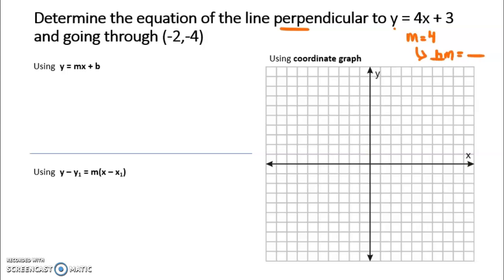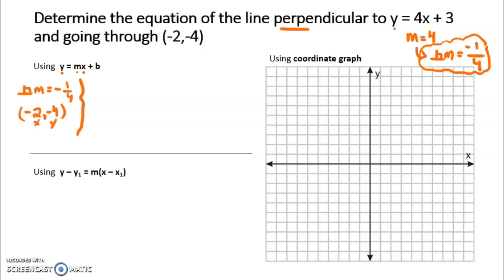Flipping the fraction, 4 over 1 becomes 1 over 4, and a positive becomes a negative, so this is what we're going with. All right, so we're going to use the perpendicular slope of -1/4, and we want it to go to the coordinates -2, -4. So again, this is going to be your x, this is going to be your y. So you're going to be plugging in for the y, slope, x, and we're going to be looking for the b, the y-intercept.